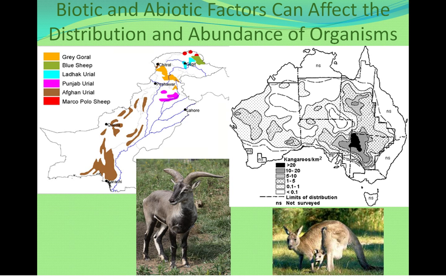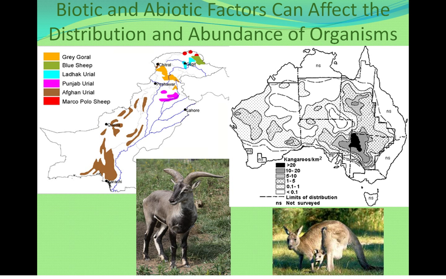So these living and non-living components of an organism's environment are important because they can determine where in the world we would find an organism and how many of them we'll find in a given area. For example, if we're looking on the far left side of the video, we see a map of Pakistan. What this map is showing us is the range where we would find various species of mountain sheep. I want you to take a look at this map and notice that there are a few places where the range of these animals are not contiguous.